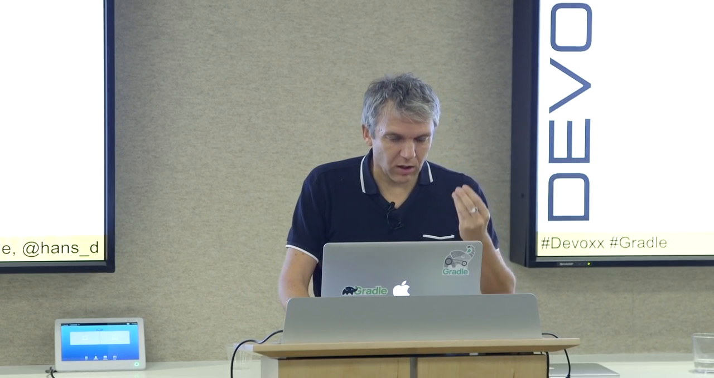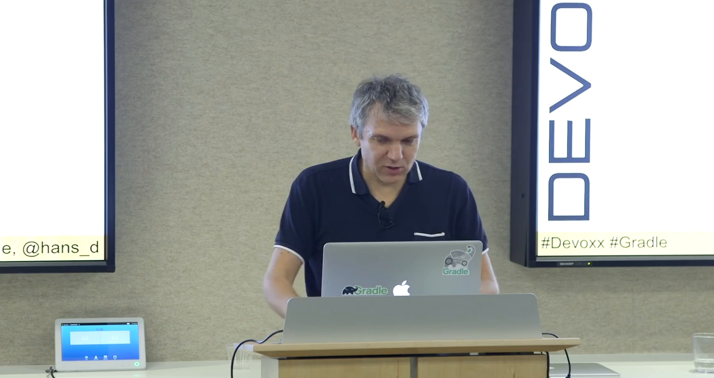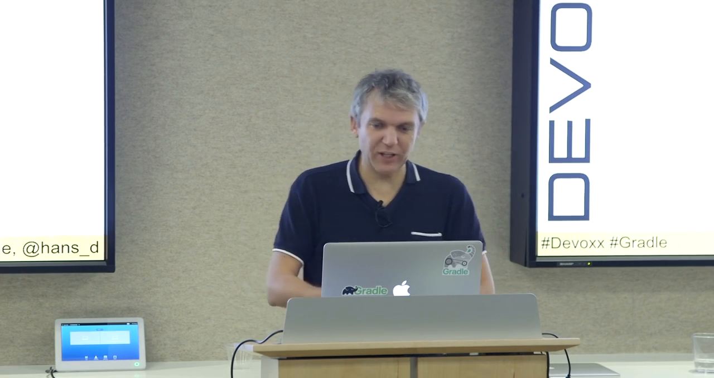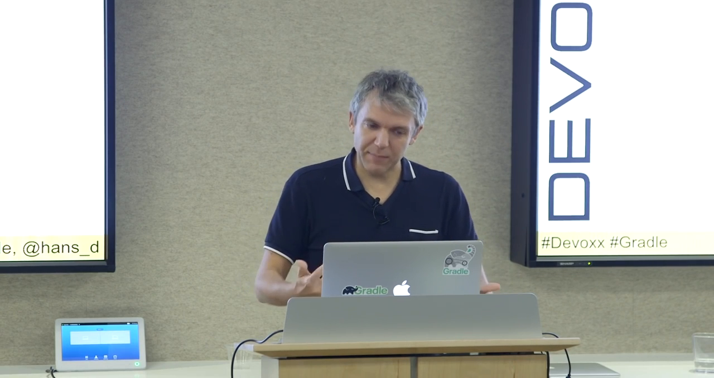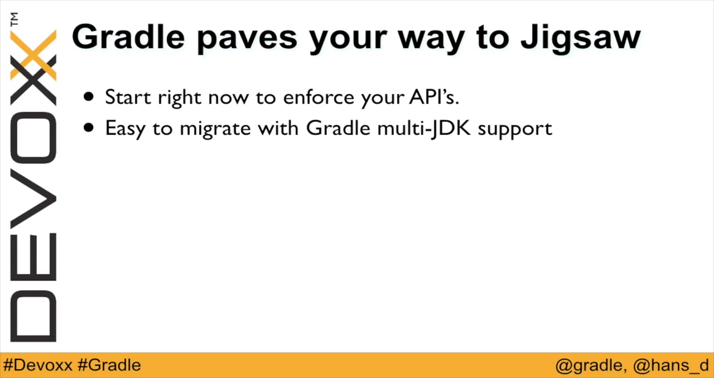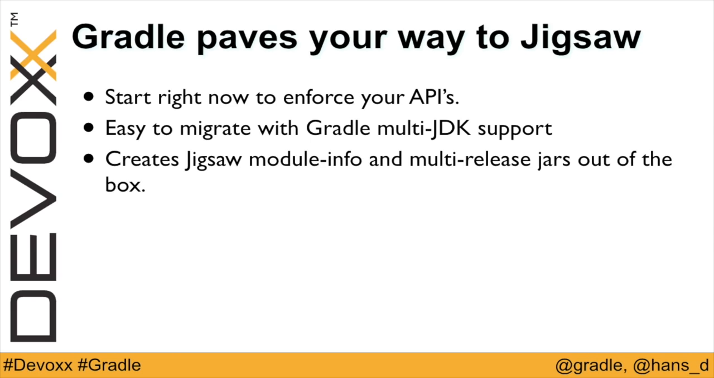When you use Gradle, the good thing is you prepare for Jigsaw in a way, but at the same time you get the immediate benefits from Gradle, at least enforcing the API at build time. And you get ready for Jigsaw. And finally, what we also do for Jigsaw, we create a module info, we create multi-release jars. I don't know who of you knows about the details of Jigsaw, but basically we create Jigsaw modules for you out of the box just by adding Java 9. And we translate the export metadata you give us into module info information, so it's pretty cool.